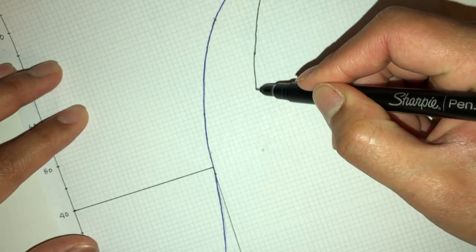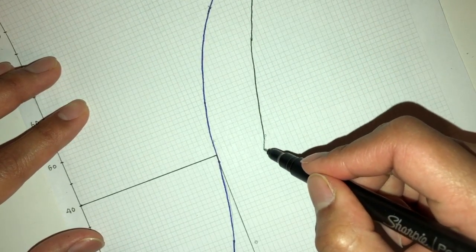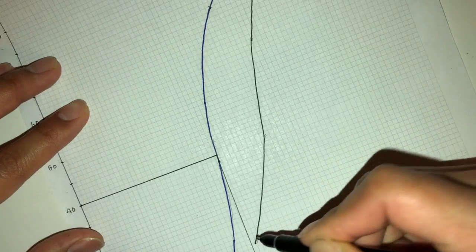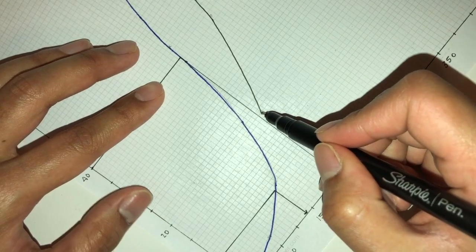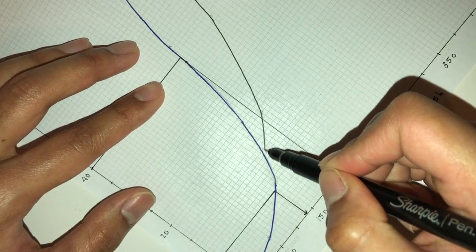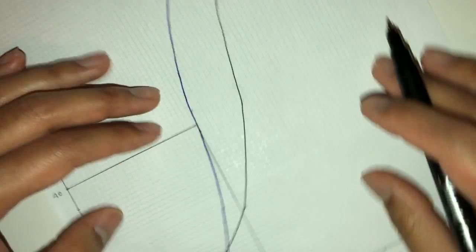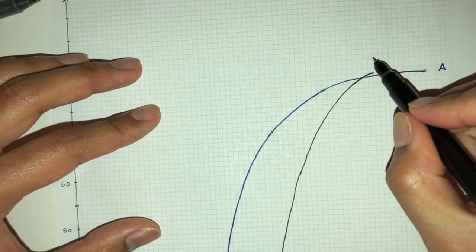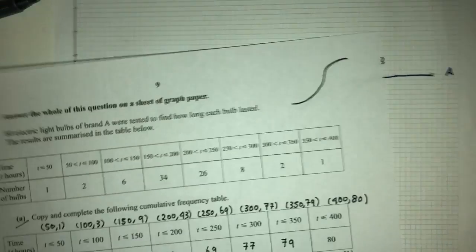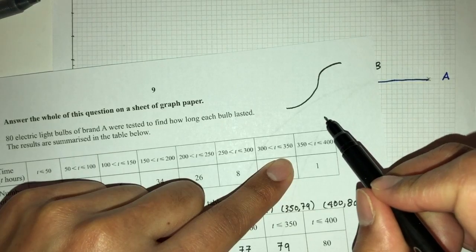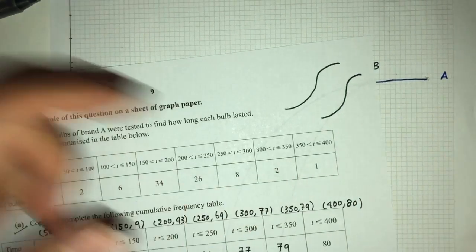Of course you will be drawing with a pencil, not a pen. In your test, make sure you have a pencil for diagrams. Okay, so this is my graph for brand B. You will have something of a similar shape, which is always going to be slowly going up and then coming down. Similar shape.